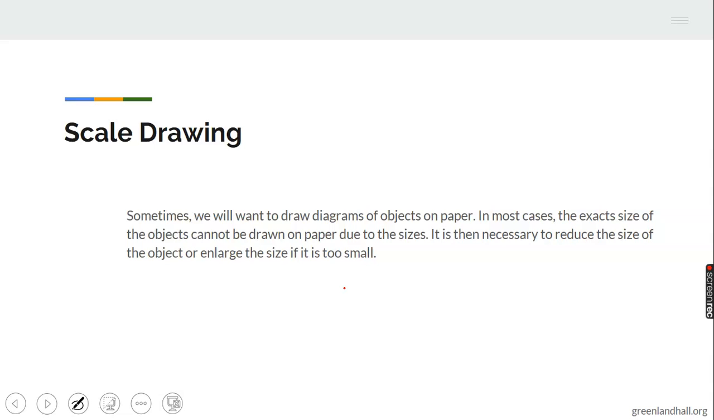What is scale drawing? Sometimes we want to draw diagrams of objects on paper. In most cases, the exact size of the object cannot be drawn on paper due to its size. It is then necessary to reduce the size of the object, or enlarge it if it is small. Now, what does this mean? Scale drawing is you drawing a particular object on paper, but not following the actual size of that object.